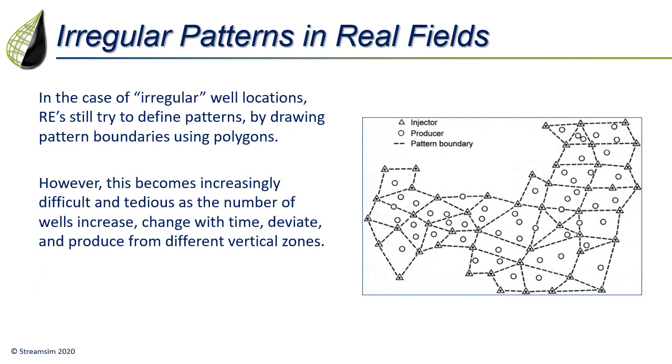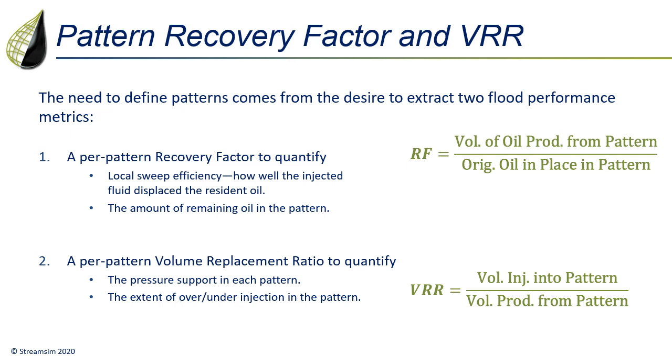In the case of irregular well locations, reservoir engineers still try to define patterns by drawing pattern boundaries using polygons, as shown in the picture on the right. However, this becomes increasingly difficult and tedious as the number of wells increase, change with time, deviate, and produce from different vertical zones. The need to define patterns comes from the desire to extract two flood performance metrics.